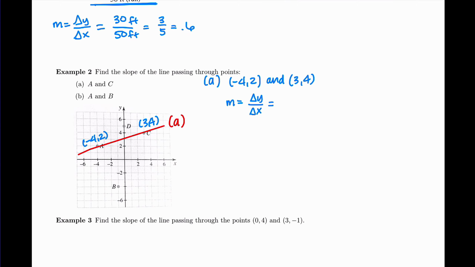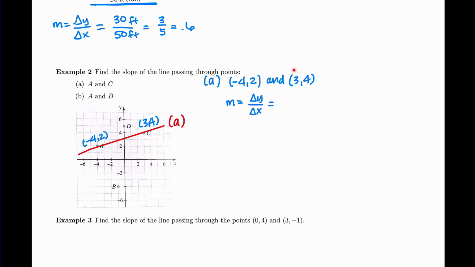your vertical change over your horizontal change. We can get our vertical change by seeing how much our y has changed. So I'm going to subtract the y's. Now, when you do this, it doesn't matter which order you subtract. You can take this y and subtract that one, or you can take this y and subtract that one. What matters is that when you decide to do your change in x, you subtract in the same direction.